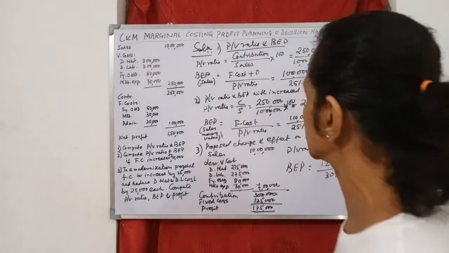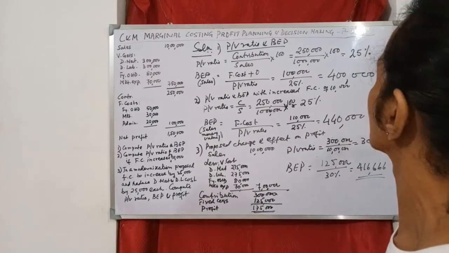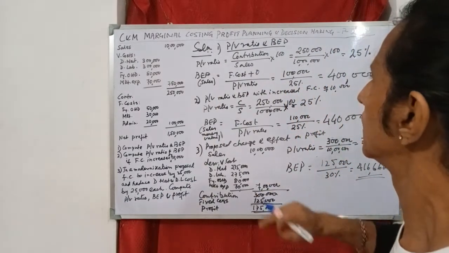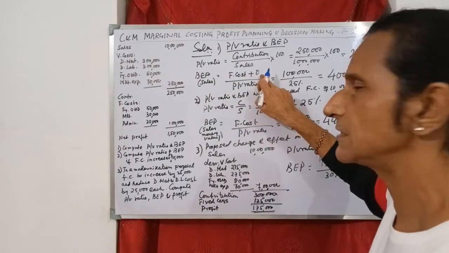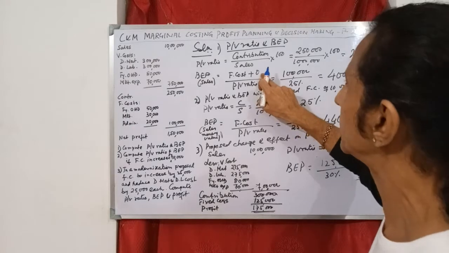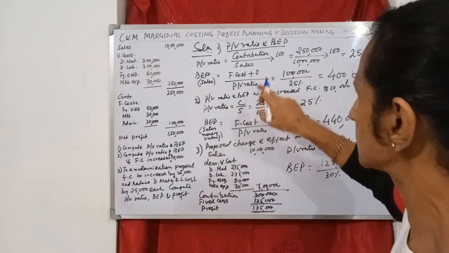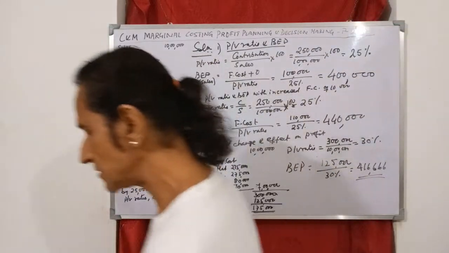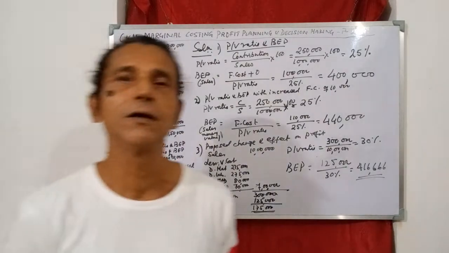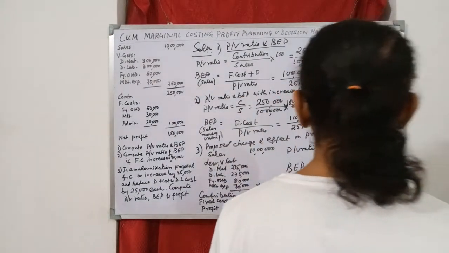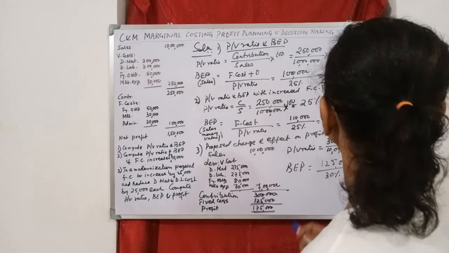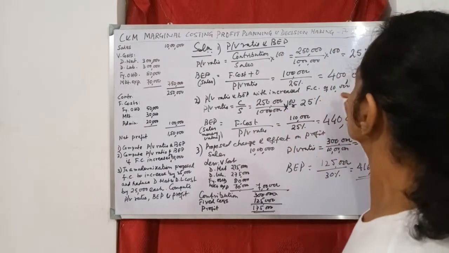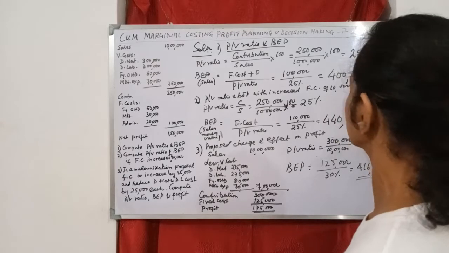That is 25%. And break-even point is fixed cost plus 0. You can write 0, or you can simply write fixed cost by PV ratio, because at break-even point the firm is neither earning any profit nor incurring any loss. The firm is just able to recover the total cost by the revenues. So break-even point is 4 lakh.